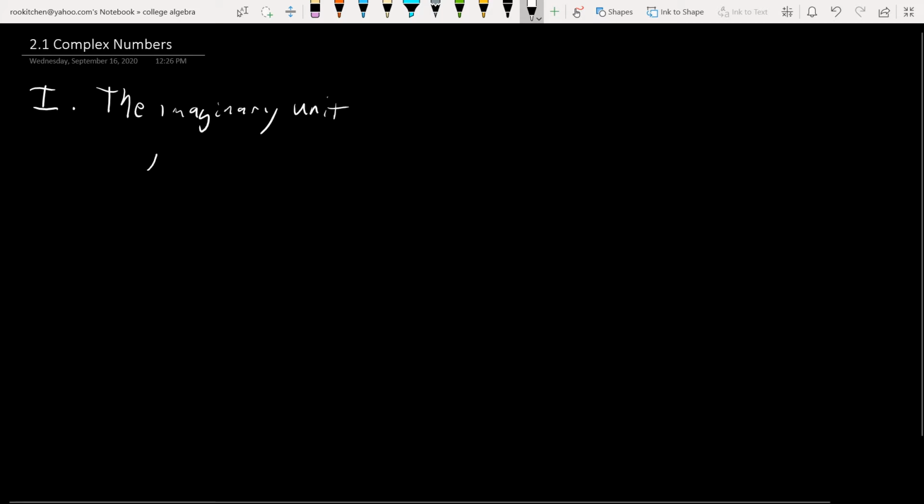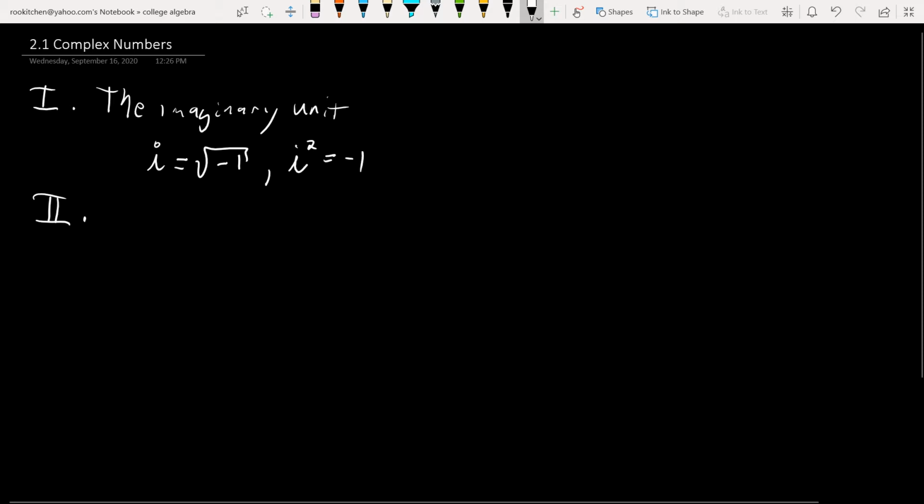We define it, and it'll be this letter i, the imaginary unit, equals the square root of -1. The square of this thing, then, if you take i and you square it, you're going to end up with -1.